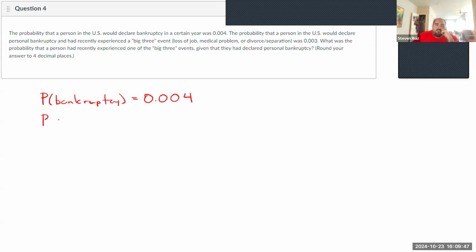I'm going to write this based on the way that it is worded, verbally, and capture that mathematically this way. The probability of bankruptcy intersect big three. Because that is what this statement says: the probability that a person in the US would declare personal bankruptcy and had a recent big three event. So basically, that's the probability that both those happen, not just one or the other. So that is 0.003.